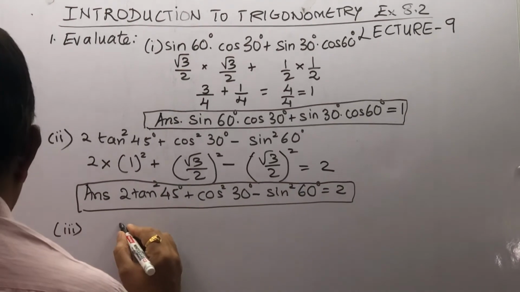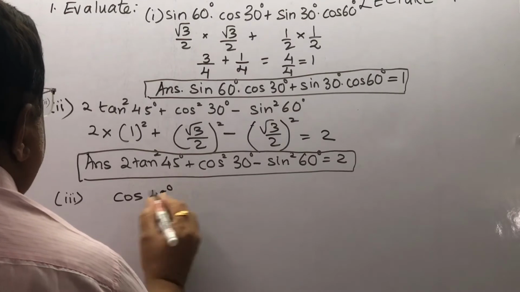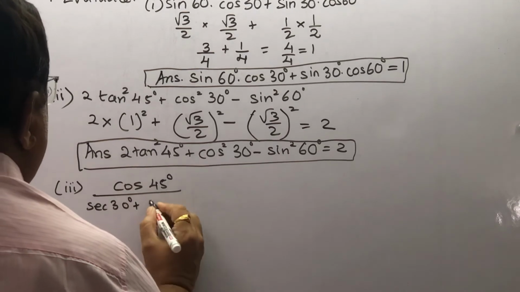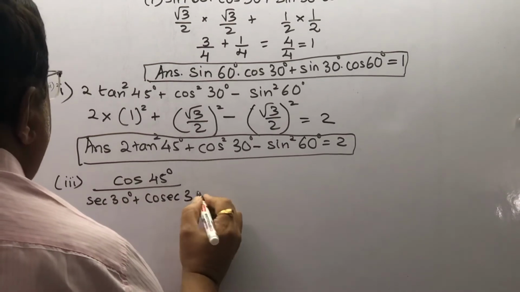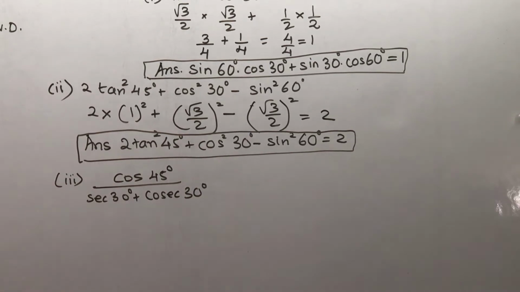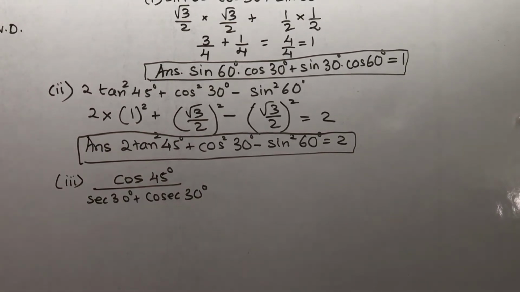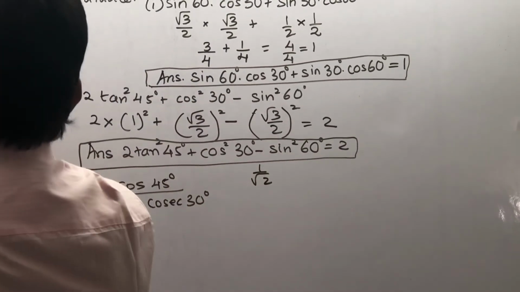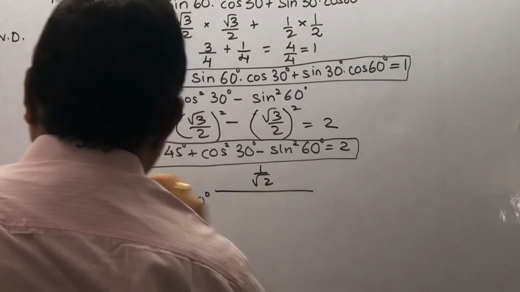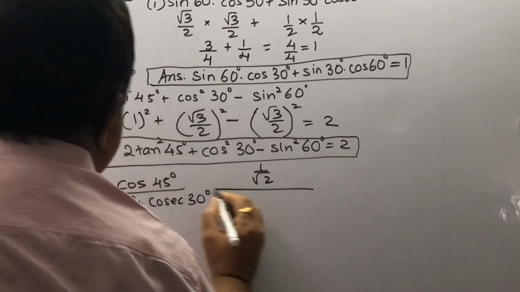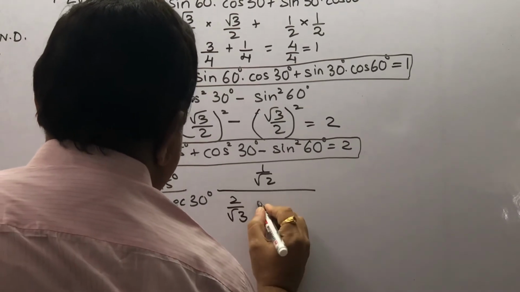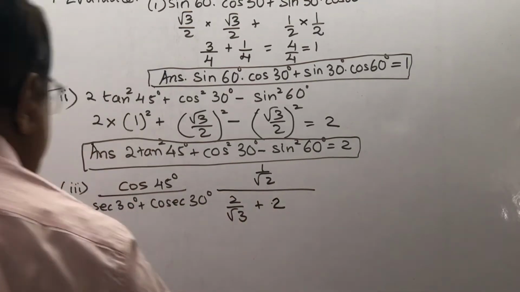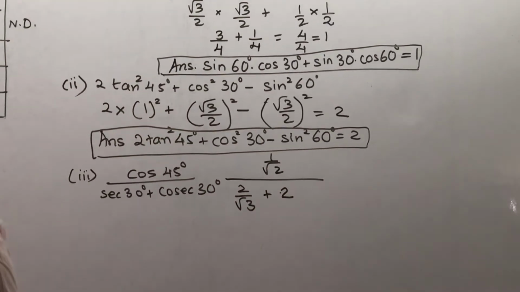We are supposed to find cos 45 degrees divided by sec 30 degrees plus cosec 30 degrees. This is the sum given. We have to find the value. Let's start. Cos of 45 is 1 upon root 2, so cos 45 divided by sec of 30, which is 2 upon root 3, plus cosec 30. So you see the sum reduces like this.